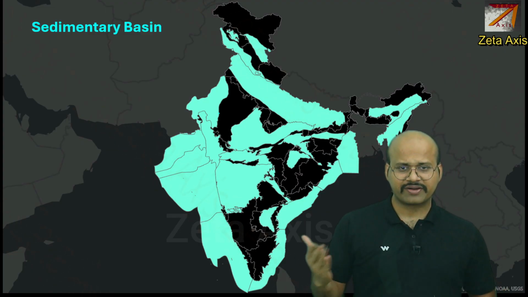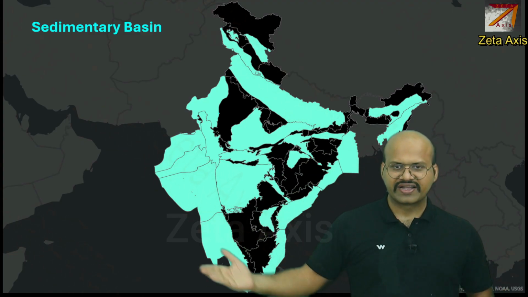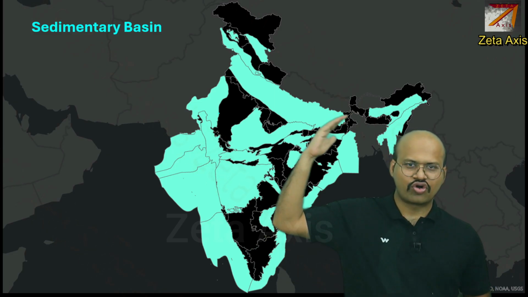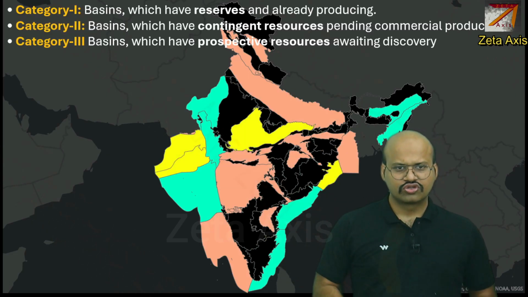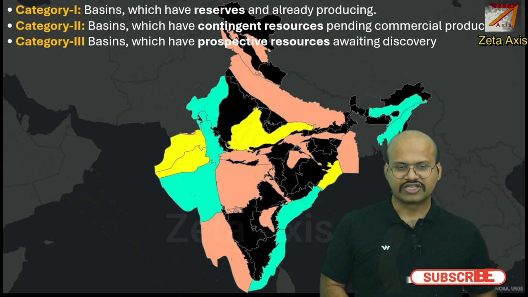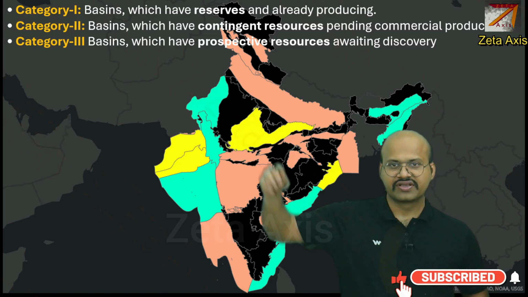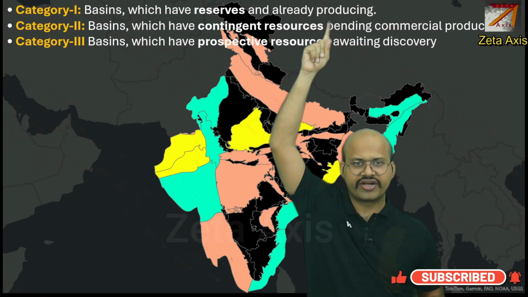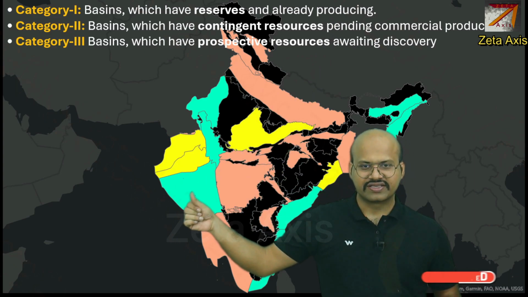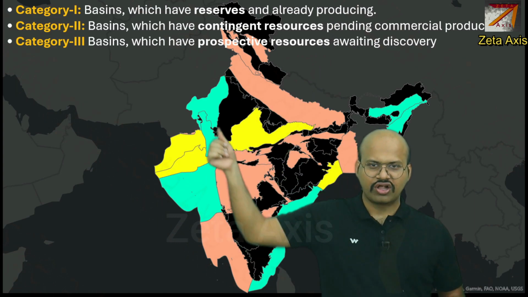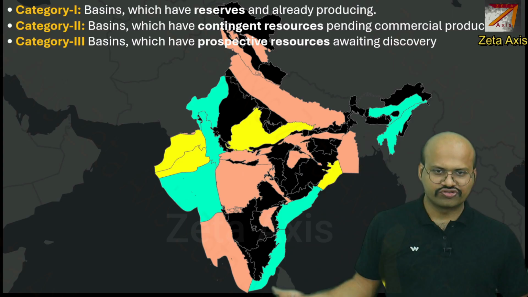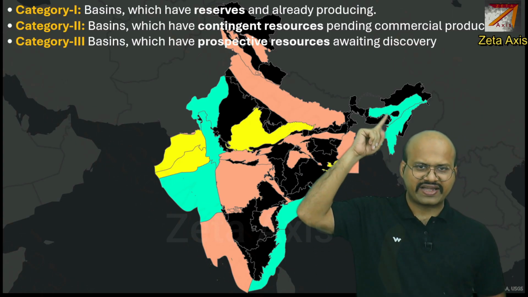Now here are the sedimentary basins of India. Some of them are current continental shelf, while some are continental shelf from the past. The Indian government has divided them into three categories. First is basins which have reserves and are already producing. So all these basins in this light blue color are currently producing petroleum. These are category 1.